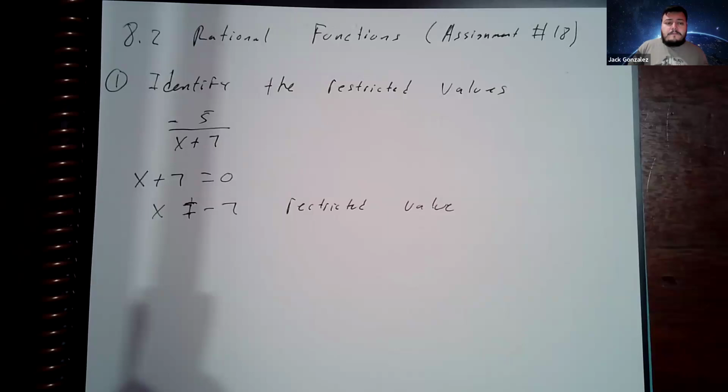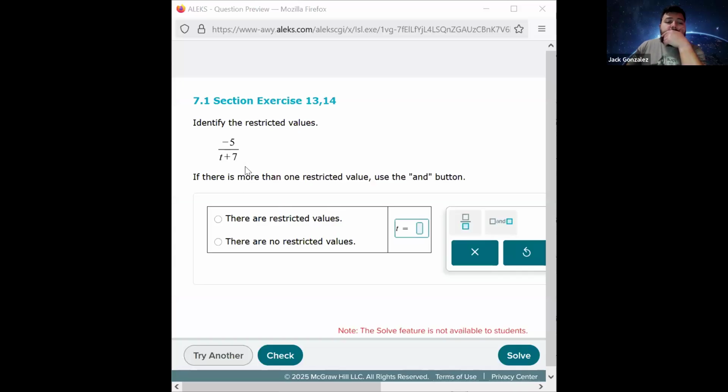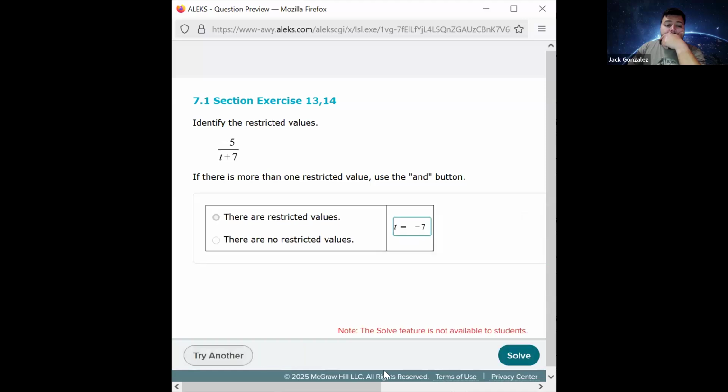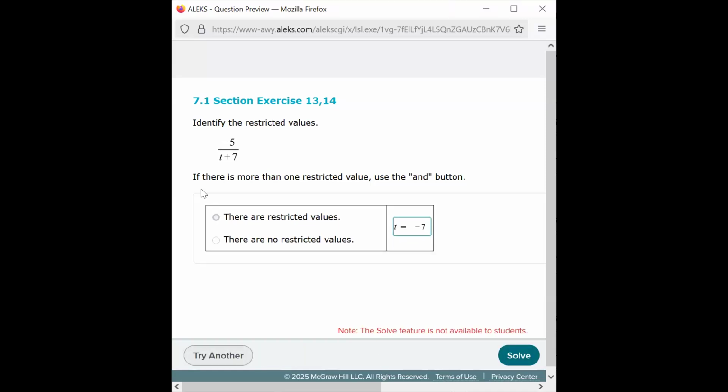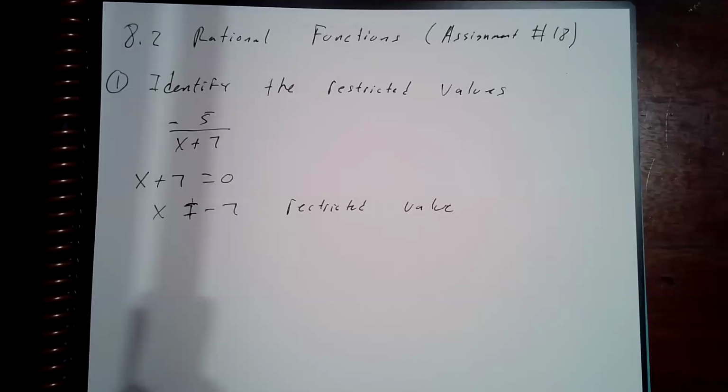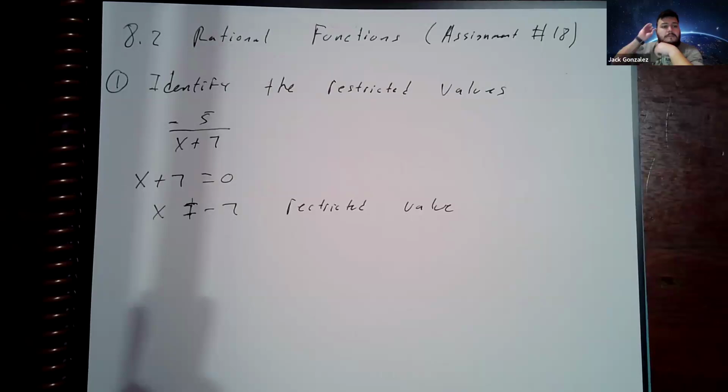Okay, so here's the homework assignment I was doing. They use t, I don't want to use t. So the restricted value is -7. Could I see the number 1 again? So all you did was you found the question, then you kind of just took away 7, and that's how you got it. Yeah. All right.